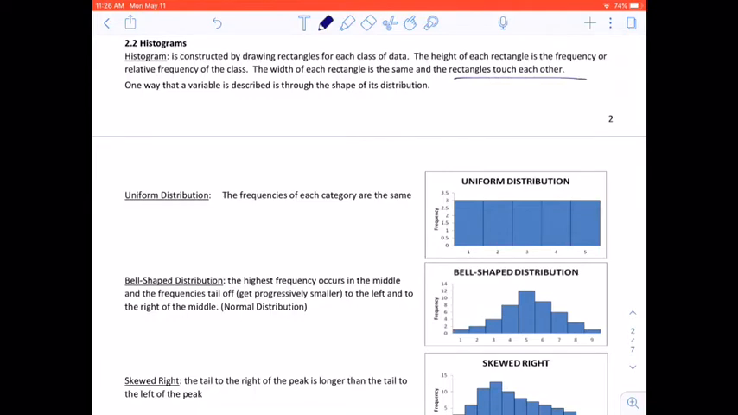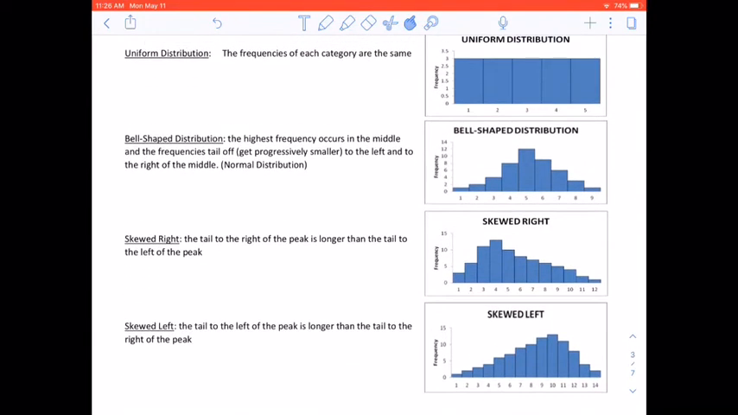One way that a variable is described is through the shape of its distribution. And so we have what's called uniform distribution, bell-shaped distribution, skewed right, and skewed left. These are going to randomly show up throughout the semester. Uniform, the frequencies are the same. If you look at the graph next to that histogram, it looks like a rectangle. The heights are all the same.